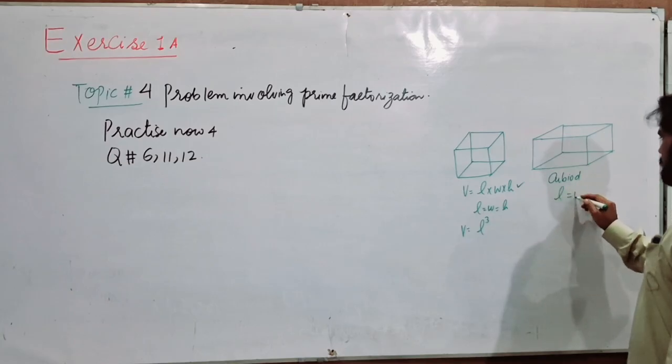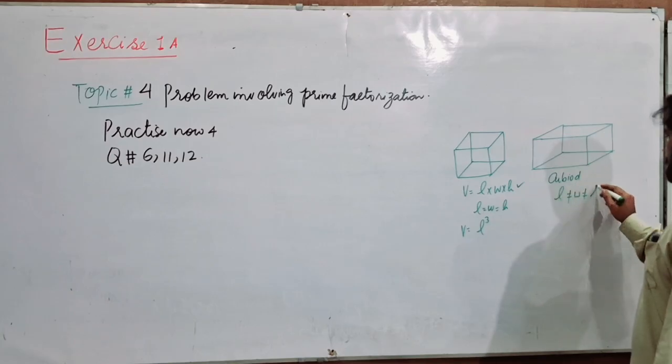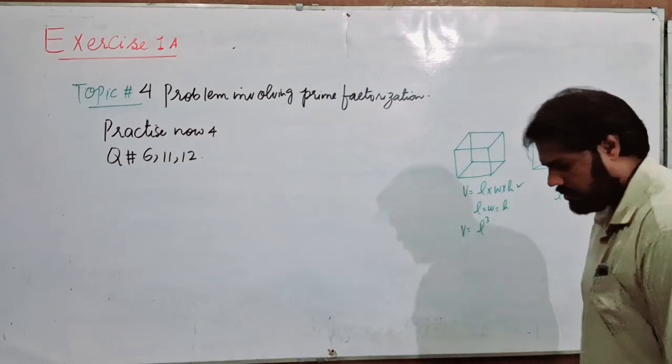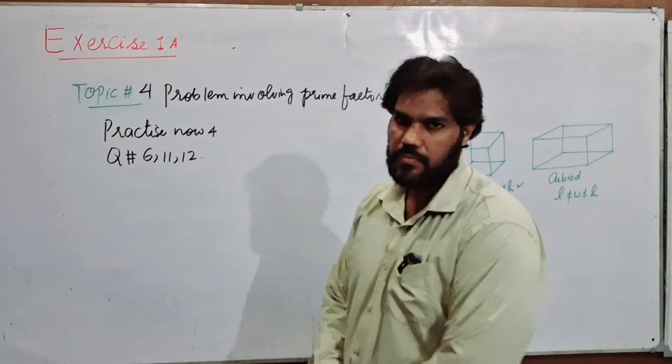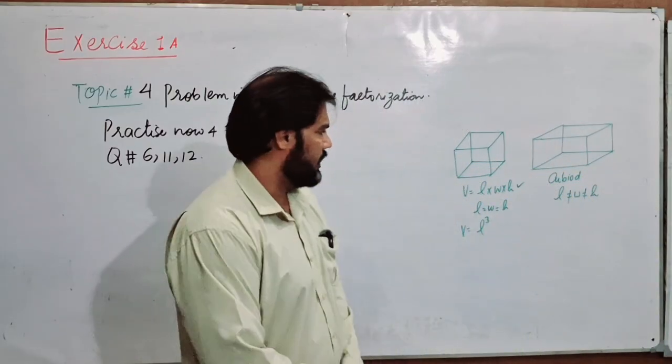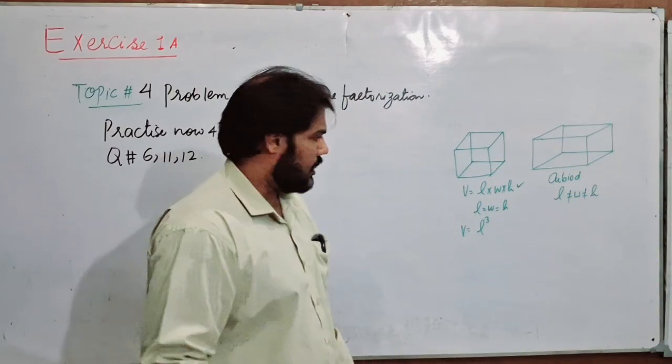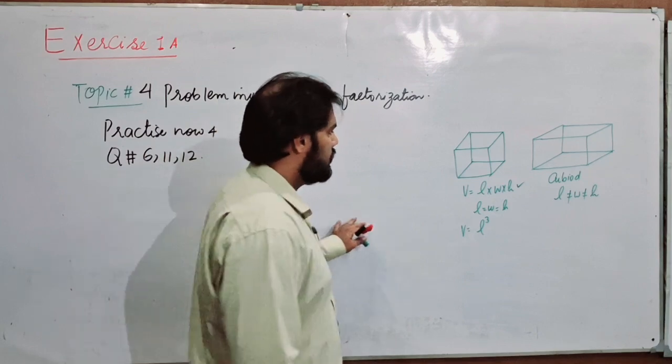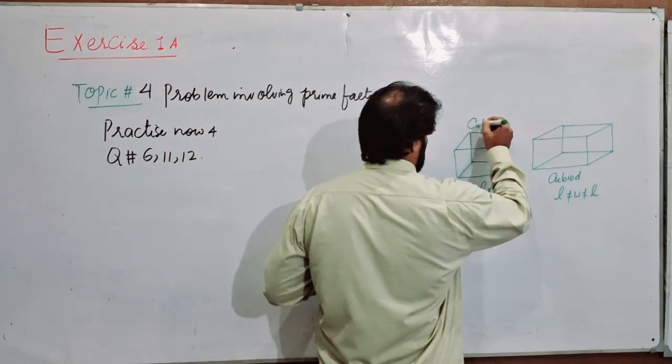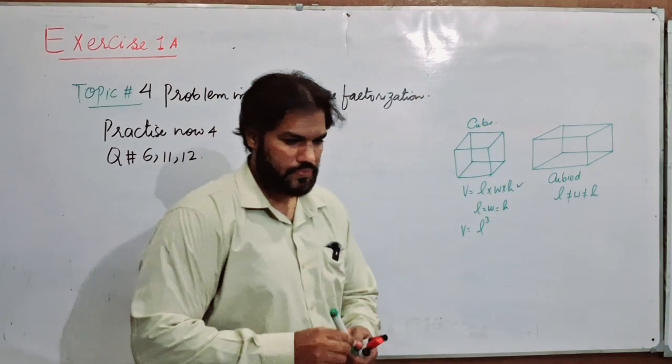Here length, width, height could be different, but here all of these are same. In case of cuboid, any 2 dimensions are different. In case of cube, all of the dimensions are same. Now I read the question.